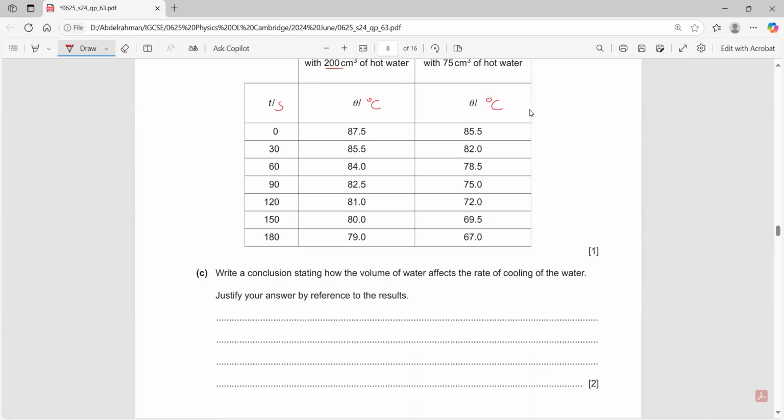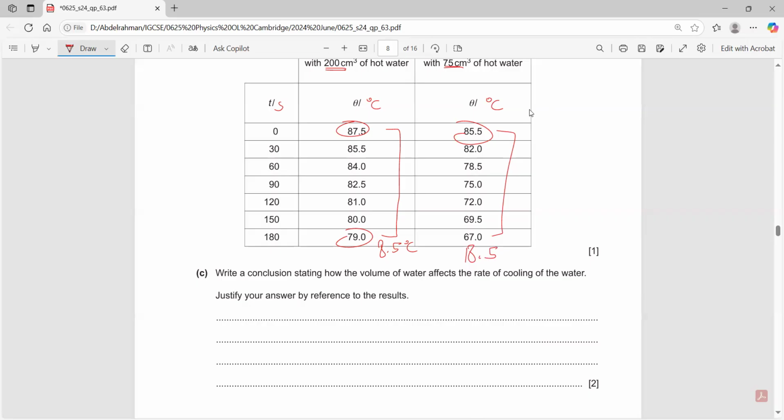When you had 200 centimeters cubed, you started at 87.5 and ended at 79, which is a difference of 8.5 degrees Celsius. When you had only 75 centimeters cubed, you started at 85.5 and ended at 67, which is a difference of 18.5, if I'm not wrong. 85.5 minus 67, yes, it is 18.5, which is quite a huge difference.